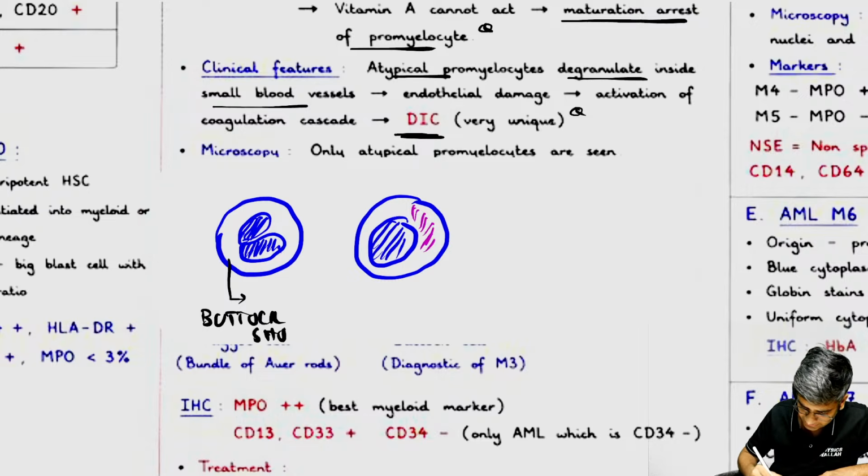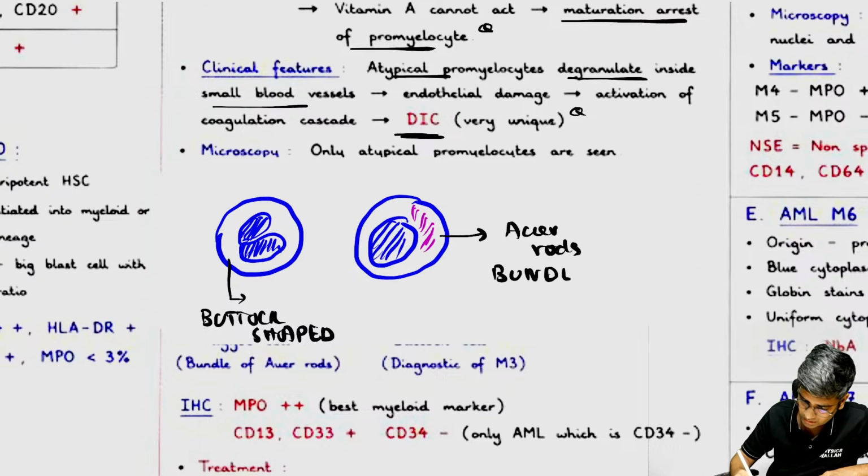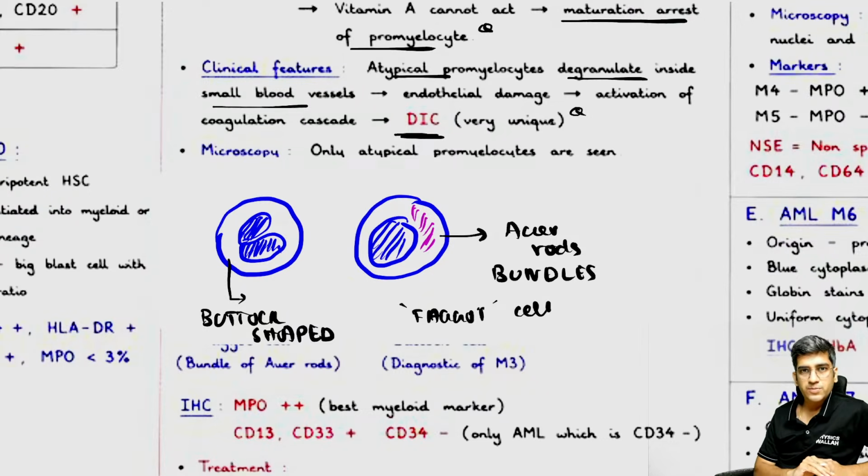That's a classical finding of APML. And this is your Auer rods. Okay, bundles of Auer rods. This cell is called a faggot cell. Faggot means bundles. Faggot cells and buttock-shaped cells are classical diagnostic points of APML that you see in microscopy.